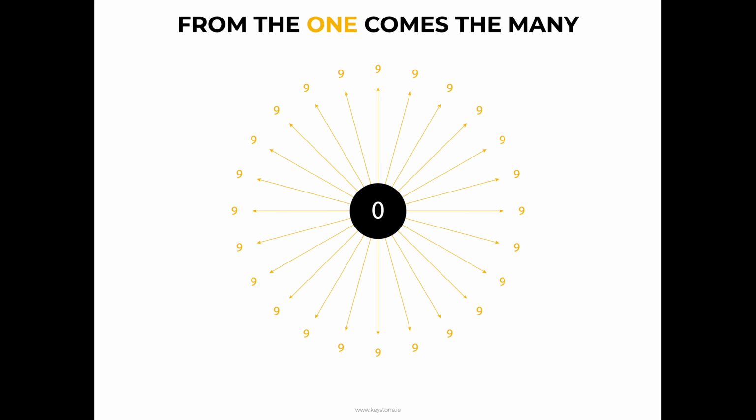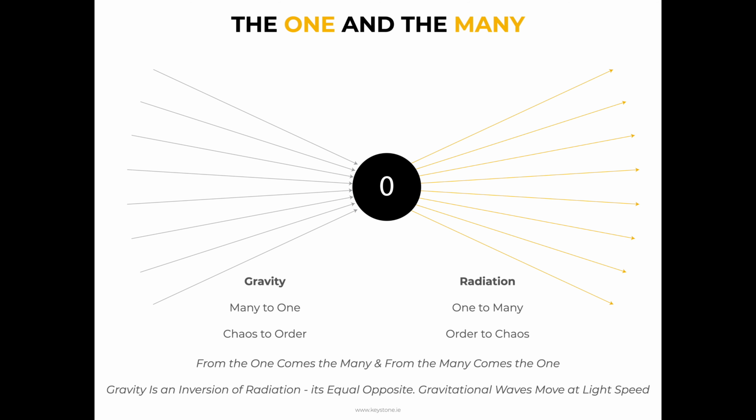And mathematically, this is what it looks like. There are 24 nines because nature uses wheels of 24. And within those wheels of 24, she uses wheels of 60. So let me explain this. Gravity is many to one. It's chaos to order, represented here by grey. Radiation or light is one to many. It goes from order to chaos. So we move from chaos to order, and from order to chaos.